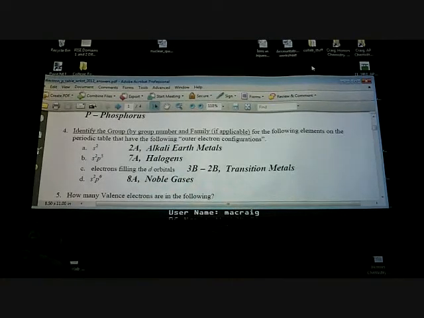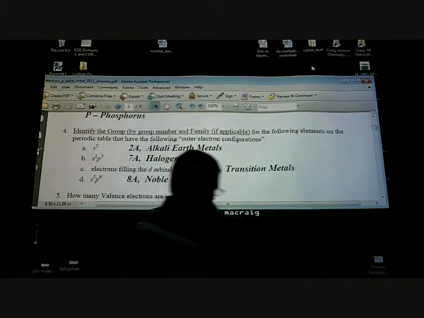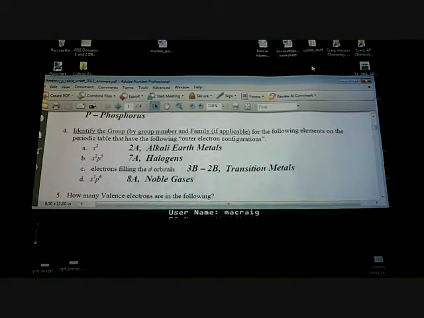With the 3B and 2B, can we put that as 1B to 18? The weird thing about the periodic table is it starts with 2B. What's that? It goes from like 3 to 8, 1 to 2. Does it go from 3? I thought it went from 2 to 3.